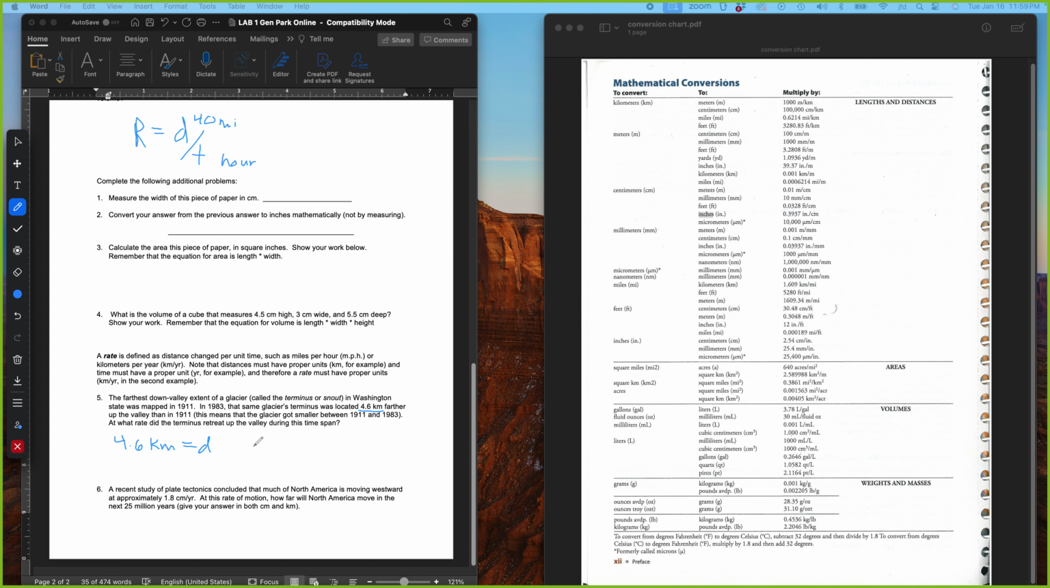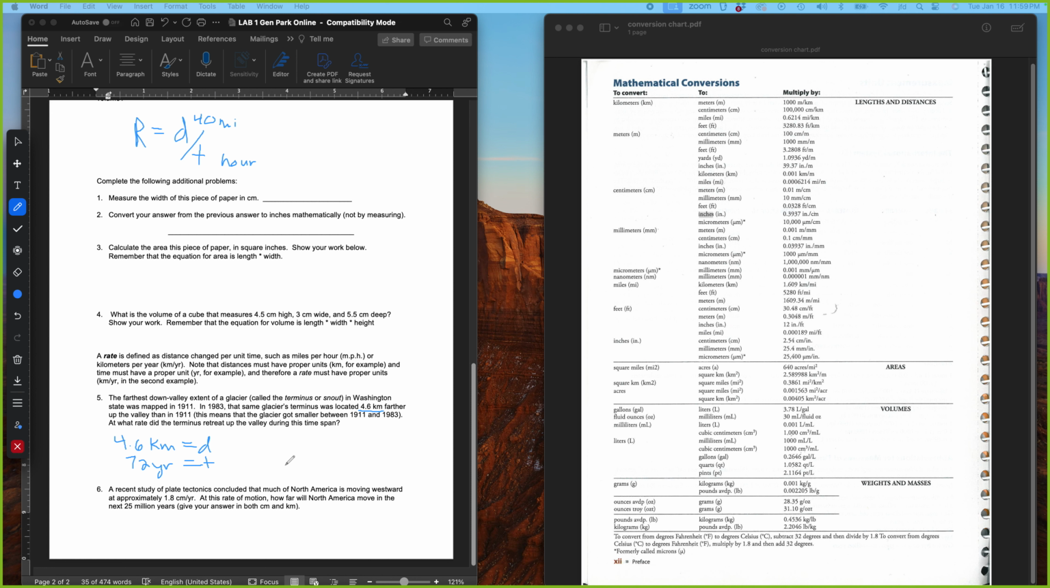The glacier was first measured in 1911, and then it was measured again in 1983. So we need to subtract 1911 from 1983. I'm just going to do 83 minus 11. That gets us 72 years. So 72 years is equal to our time.